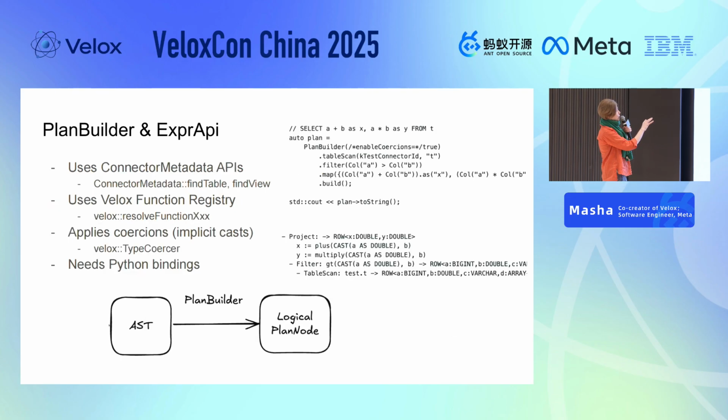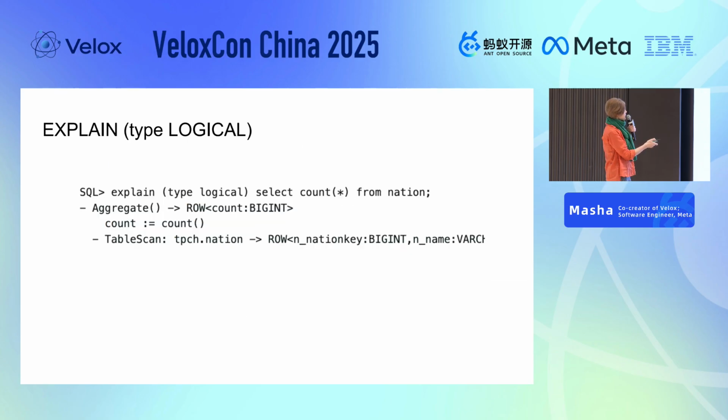This new plan builder can also be used standalone, and we hope to add Python bindings to it so that you can have a Python data frame API, which would result in producing the logical plan that can go into the optimizer. The explain command I've mentioned before, if you use type logical, would show the logical plan produced by the plan builder.